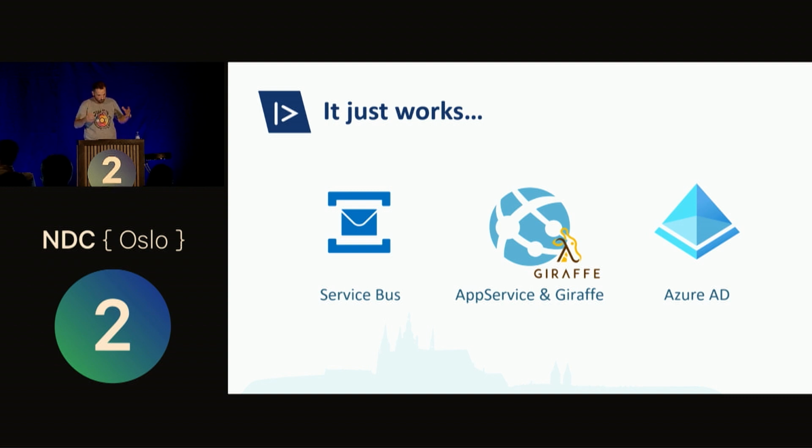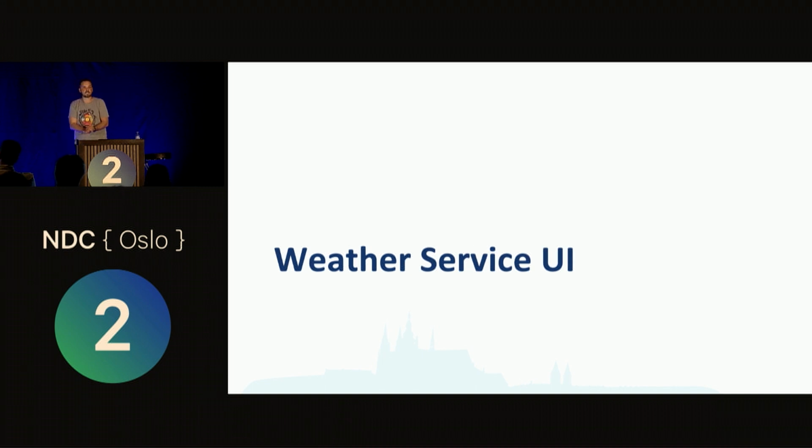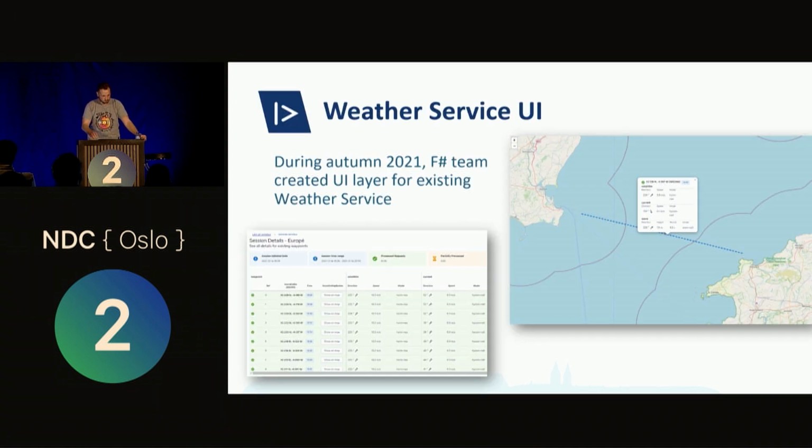So for you to know, to get the full picture of what we used and what worked for us really well. And the last thing is the fun stuff. This is what we call the weather service UI, because we are nearly at the end. We have everything set up. And after, I don't know, 1.5 years, I think it was last autumn, the product owner said, hey, look, you did good, I like what you did, but I need some kind of visual check of what's going on in the weather service. I need to know what's going on. And we said, okay, so why not use something we already know, which is F# again.